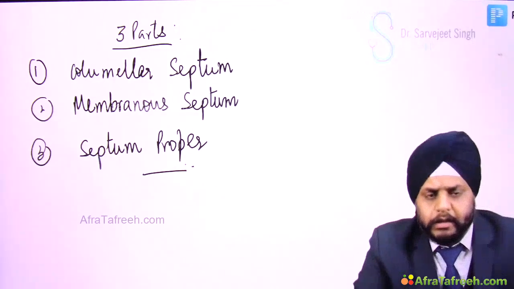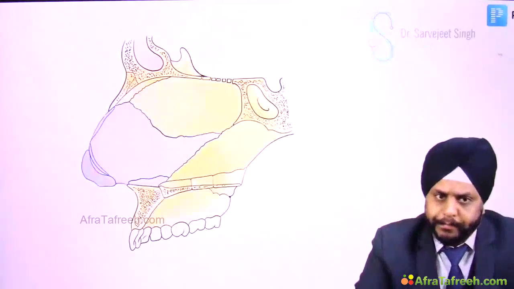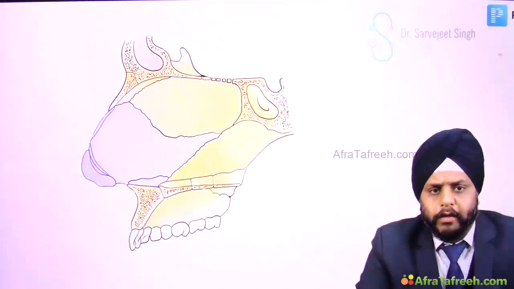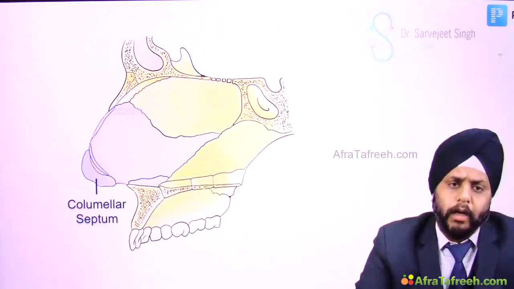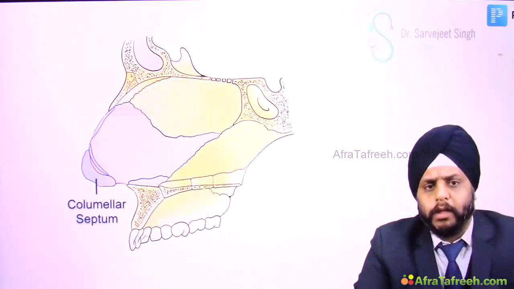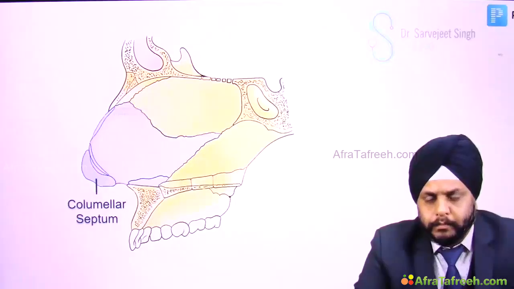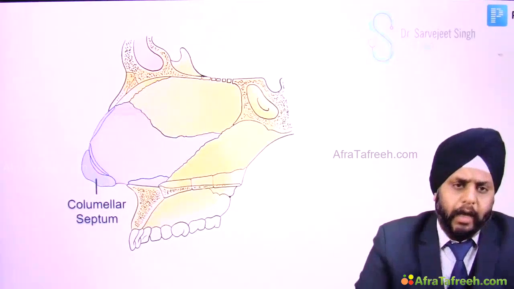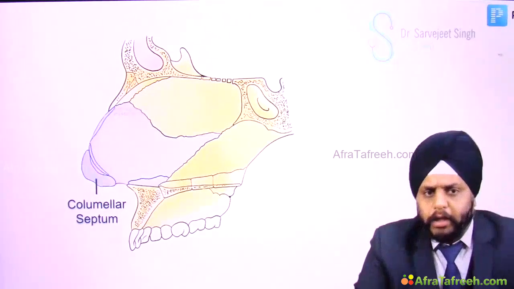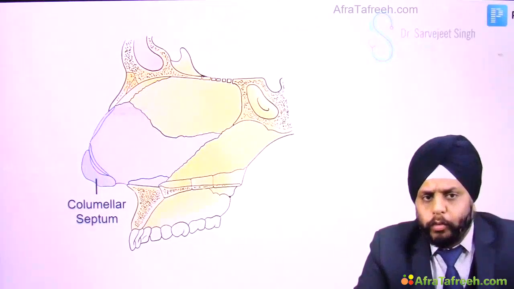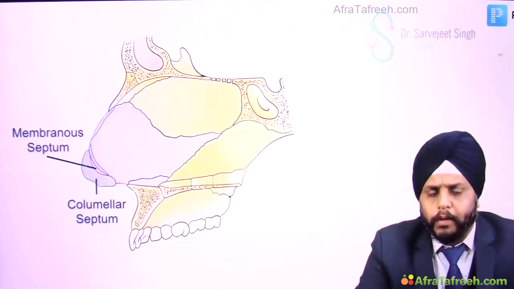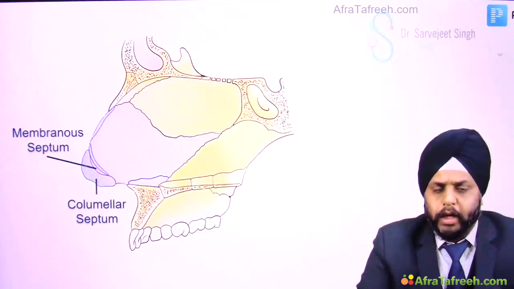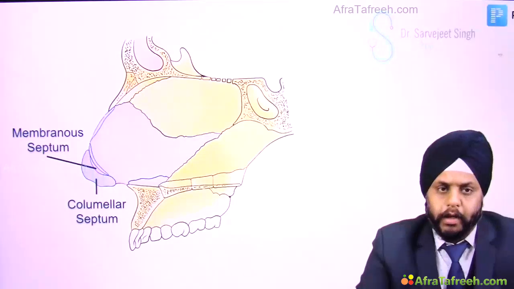Let's discuss these 3 parts in this diagram. Number 1, we can see over here that this is the medial crus of the alar cartilage that forms the columellar septum. Just behind that, we have a very small area where there is no bone or cartilage. This very small area is known as membranous septum. There is no bone or cartilage over here.